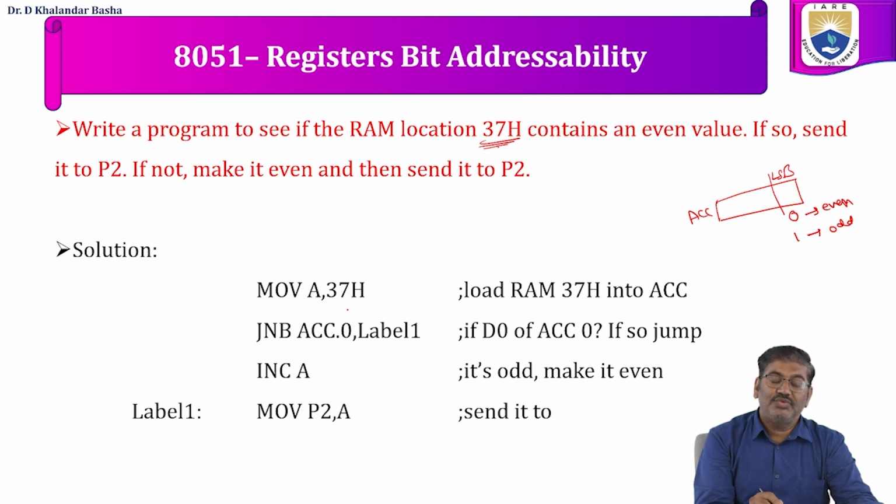So first we will move the 37H memory location contents into the accumulator. Here we will check JNB ACC.0. So we are checking the LSB. JNB means jump if no bit. If the D0 bit of the accumulator is 0, then it is going to jump to the label. Otherwise, go for increment. After these two operations, the accumulator contents we want to move to the P2 port.